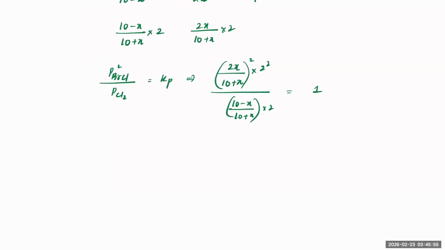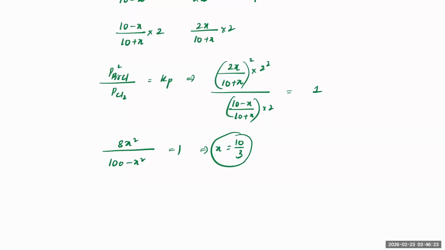So the 2 will get cancelled, and 4 twos are 8 will come. So 8x squared by 100 minus x squared should be equal to 1, correct? Solving this, how much will we get? The x value you are getting is 10 by 3. I'm sure all of you must have got this. This is what you are thinking, that this is the minimum moles you need to have.